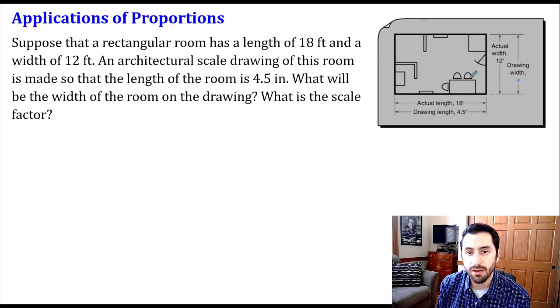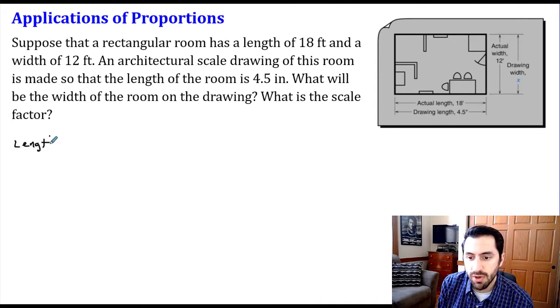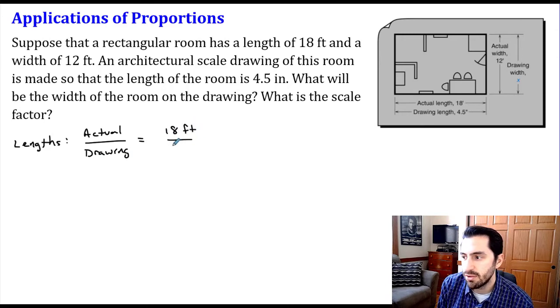So the first thing, let's set up a couple ratios. Let's do one ratio for the lengths, so the length of the actual room and the length of the drawing, and we'll do a second ratio for the widths. So a ratio is just another way to say a fraction. So we want to compare the two lengths that we have. So we're going to set up a fraction, and I'm going to do the actual length divided by the drawing length. So plugging in what we know, the actual length is 18 feet, and the drawing length is 4.5 inches.